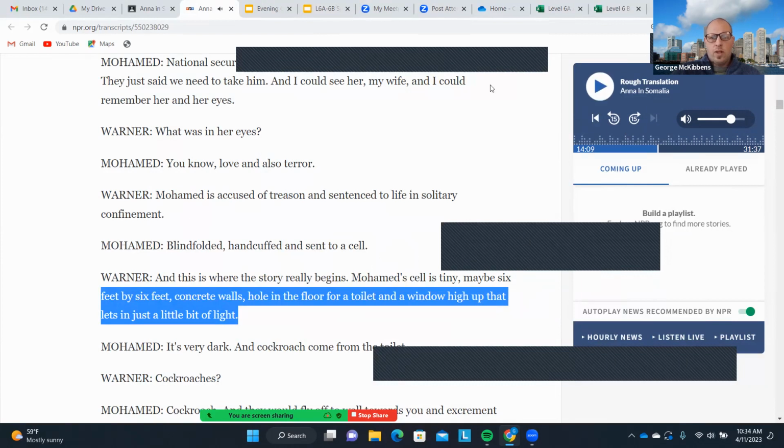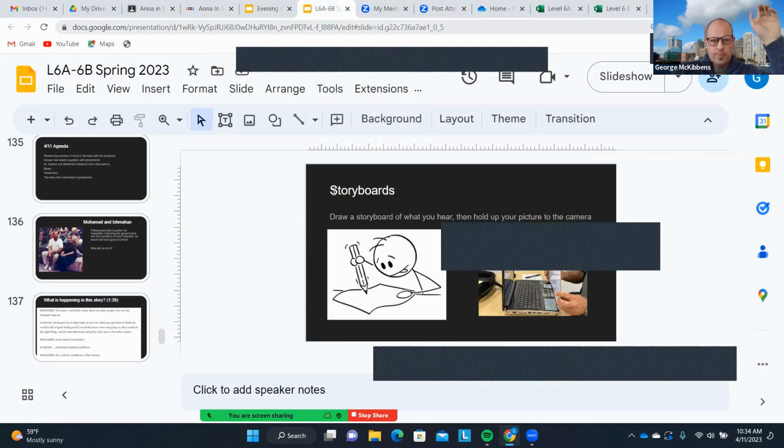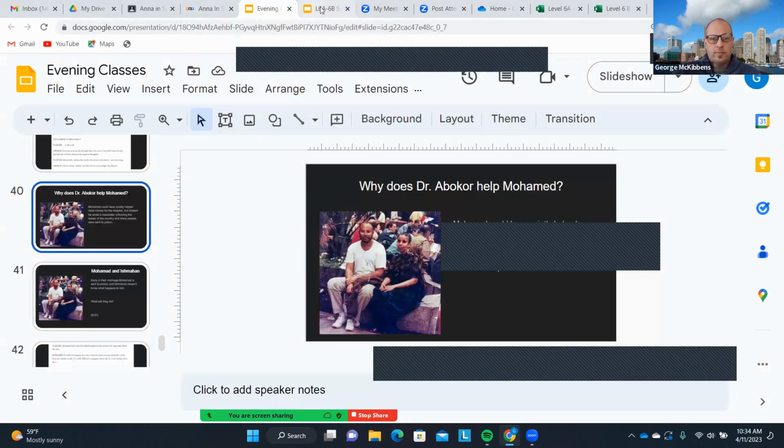Okay, one vocabulary word I should actually tell you. The word warden, that's a leader of the prison. So I'm going to start again. Everybody, as you listen, you can start drawing. Here we go.